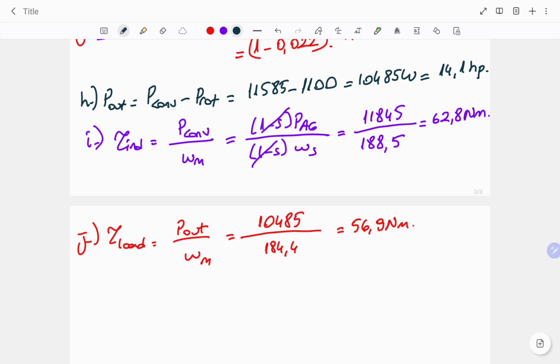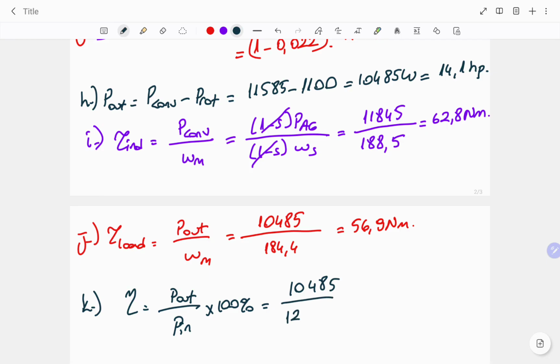And related to the system, the last calculation can be the efficiency. Output power divided by input power can be calculated. So the output power is 10,485 watts and the input power is 12,530 watts. So from here we can calculate the efficiency as 83.7%.